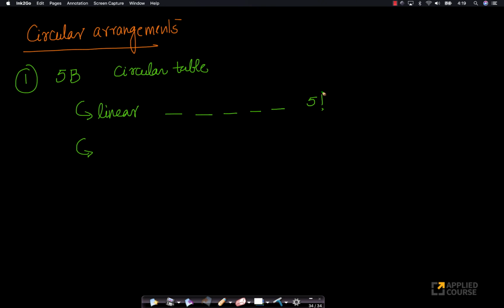Second step, once I've arranged them, look at this. Imagine I've arranged them like this: B1, B2, B3, B4 and B5. Now I'll convert this linear thing into a circle. If I just join this with this, I can construct a circle like this: B1, B2, B3, B4 and B5. The linear structure, I've converted into a circle. Right? This is one way of arranging them in a circle.